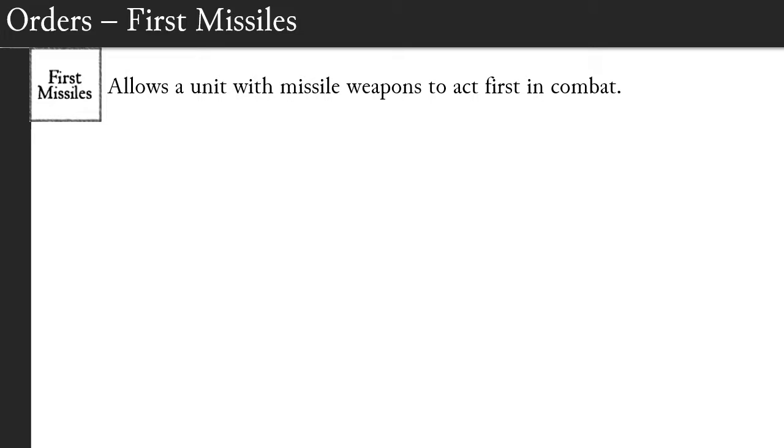Our next order is the first missiles order. The first missiles order allows units with missile weapons such as bows and slings to cast their missiles before anyone else is permitted to attack. A unit with first missiles is not permitted to move. The only thing that unit can do that turn is cast their missiles. So we'll cover this a bit more as I go over the turn sequence.